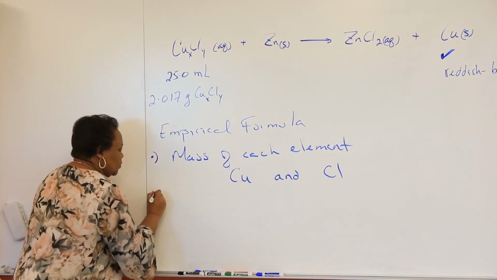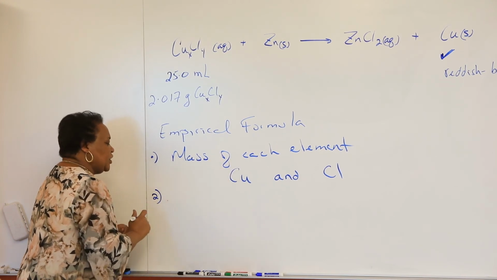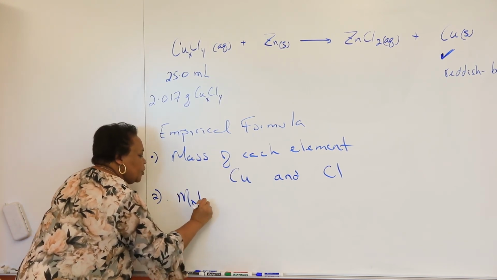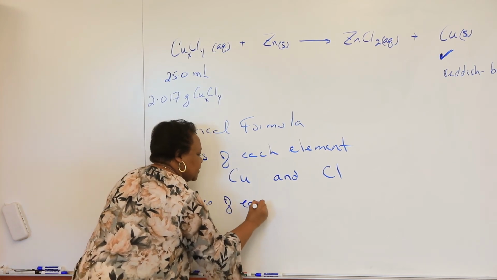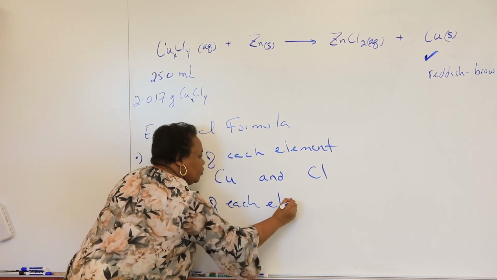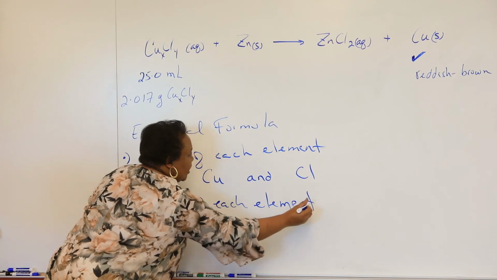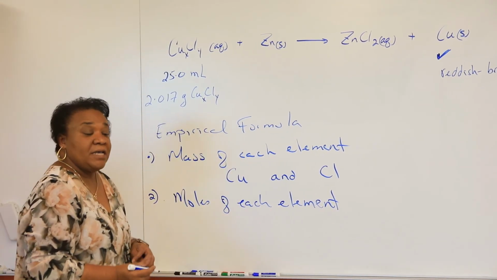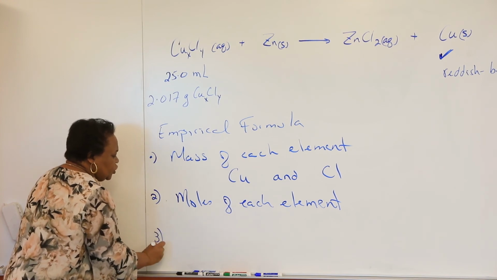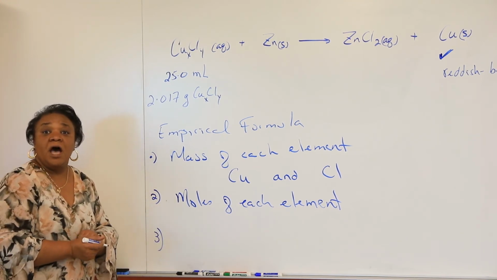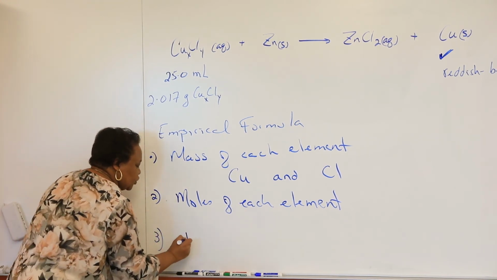Step number two, once you know the mass of each element, the next step will be for you to do what? To determine the moles of each element. And we can all do that hopefully by now, by using the atomic mass of that element. And now here's usually the challenge. Once you know the number of moles, how do we determine the ratio?